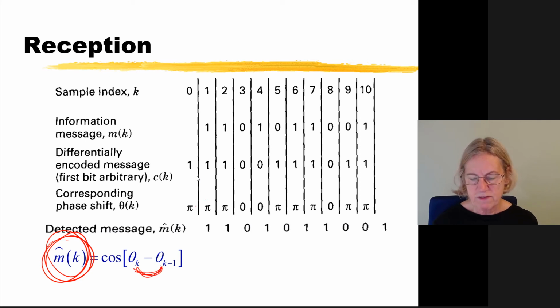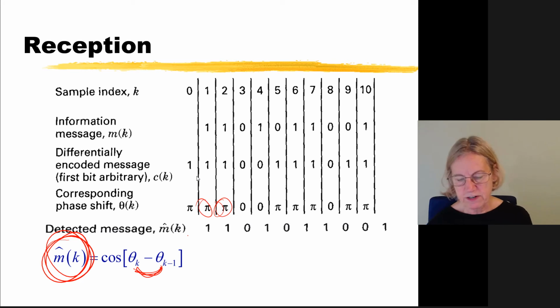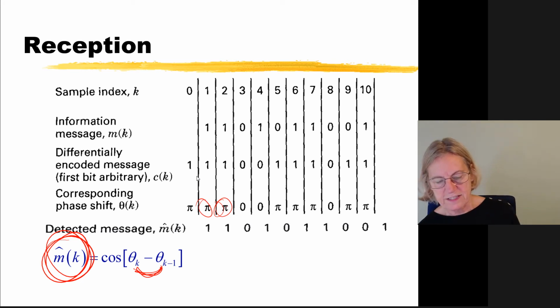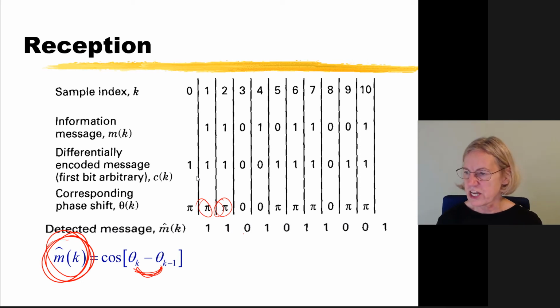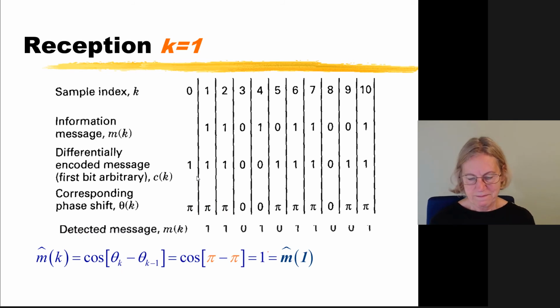And here I have the phases that are received. So phase k minus 1, phase k, and of course you have here the difference. So in this case, it's pi and pi. There's no transition, so it's a 1. Pi to 0, it changes, etc.